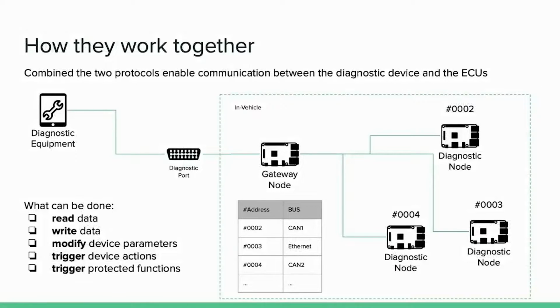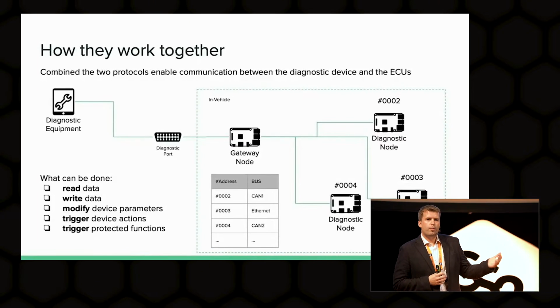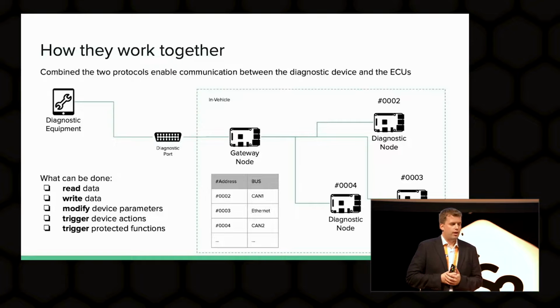So how do they work together? You connect your diagnostic equipment to the vehicle via the OBD connector. And in most of the vehicles that we saw, you have a gateway node that's responsible for translating requests from one bus technology to another. So if you only have CAN bus within the vehicle, it transports the Ethernet requests to CAN and back. And you can imagine it like you have a lookup table with addresses that you have inside the vehicle, and you know which technology it uses to communicate, and then things are getting translated.